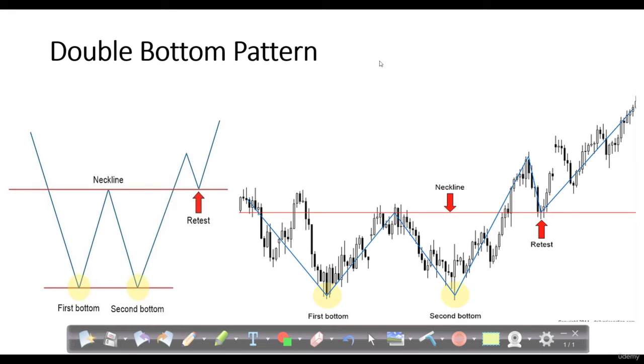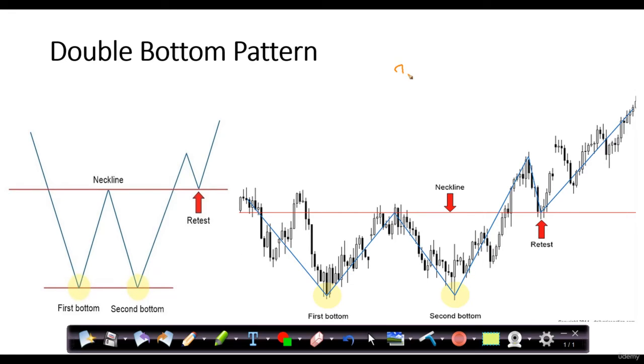See, there are in total two ways to enter: at the breakout of the neckline, and the other approach is after the retest. I am always waiting for the retest after the breakout at the red line. I will show you in a graph example, just bear with me.